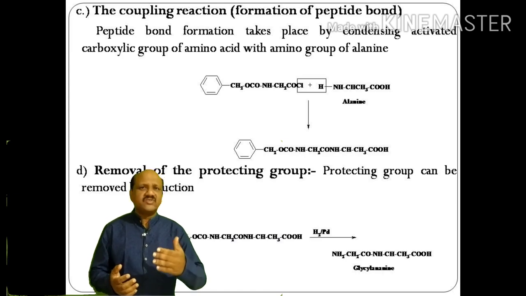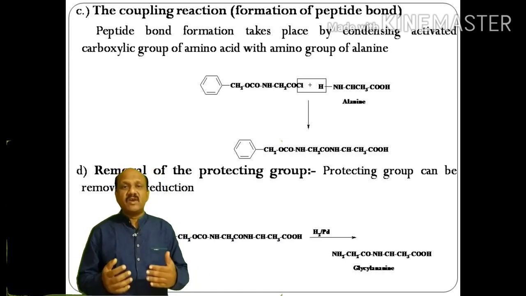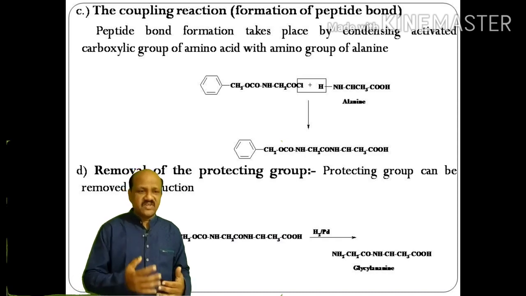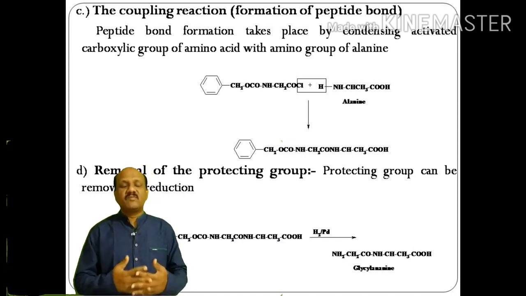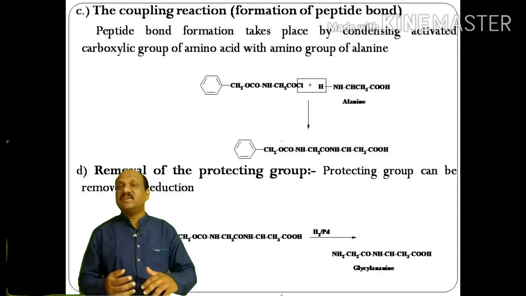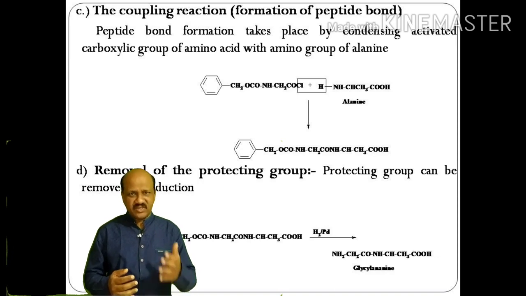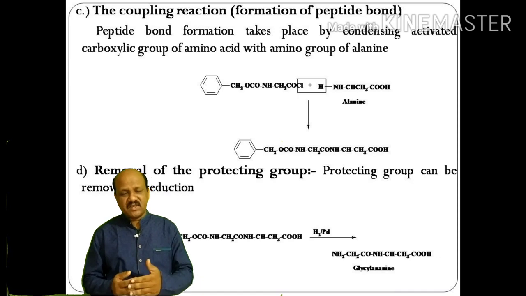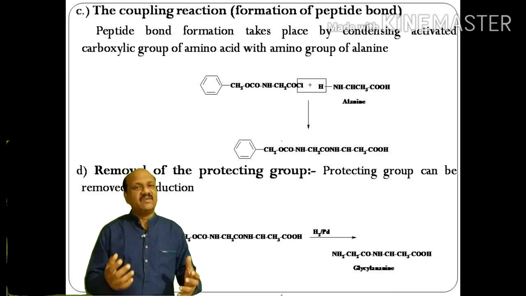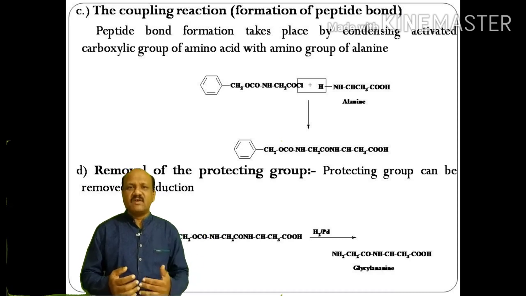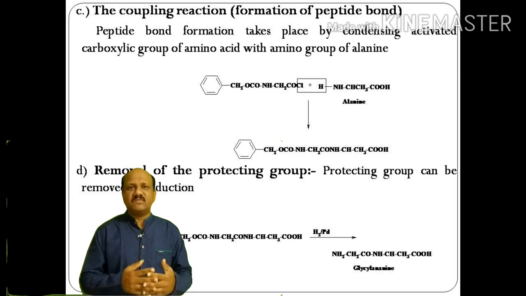Now, our aim is over. Now, we have to remove the protecting group. So, the final step is removal of the protecting group. The protecting group can be removed by the reduction method, by applying palladium as a reducing catalyst. Then a reduction takes place and glycyl alanine molecule is formed. So, in this way, these are the 4 important principles on which any method can be based.